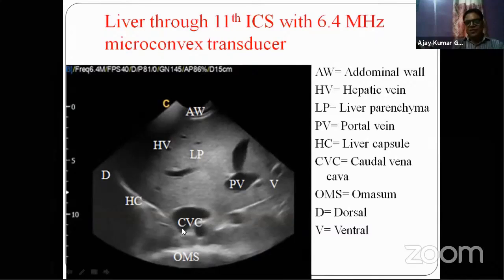Again, you can see the caudal vena cava, it is triangular. This is the portal vein, which is oval, and you can also see the wall of omasum, which is situated medial to the liver.